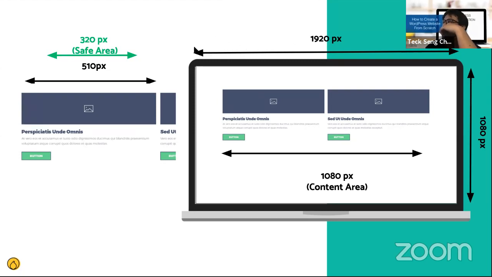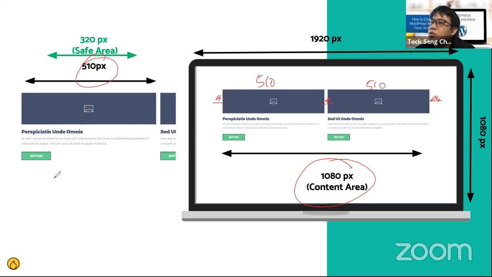I mentioned 510 to you earlier. How do I get this 510? We take the content area, which is a recommended size, 1080 on the width. Then you minus away the padding here and the padding here, and you get around 510 on the width. So the logic is here, but you just need to remember the number 510.